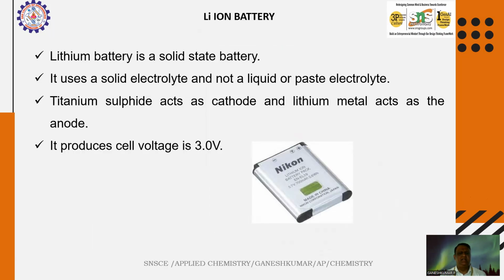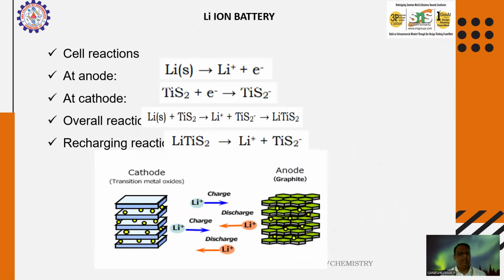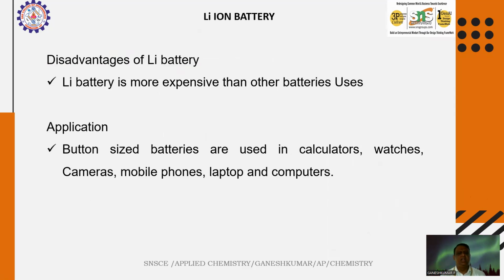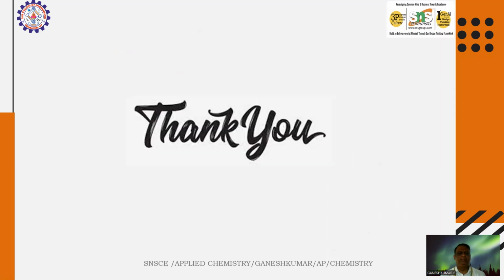Just to conclude, the lithium-ion battery is a solid-state battery. It's a secondary battery. It uses a solid-state electrolyte, that is a polymer. The anode is lithium and the cathode is lithium sulfide. The reactions have been given for anode, cathode, and overall reaction. The advantages are that a small amount can produce more energy, it can be made into various shapes, and there is no point of leakage. The disadvantage is that it is an expensive one. Thank you.